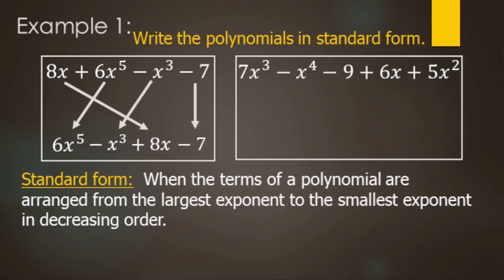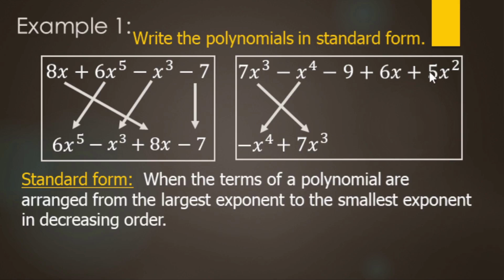Okay, now let's look at the one on the right. Looking for the biggest exponent, and right there, that's going to be a negative x to the 4th. So this minus does go with the x to the 4th. So when we rewrite this, make sure it's a negative x to the 4th there. So there's our x to the 4th. Now we're looking for an x to the 3rd, and we got one right there. And so that's going to be a positive 7x cubed.